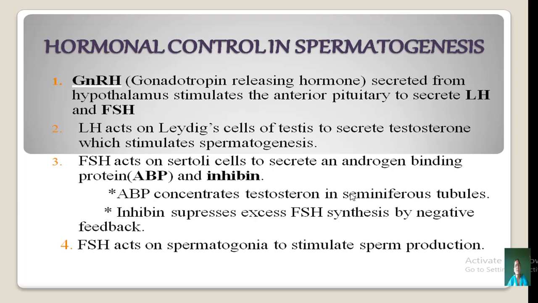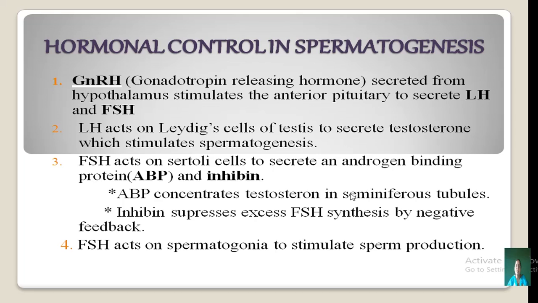Now what is the function of FSH? FSH is another hormone secreted from the anterior pituitary gland, but it acts on the Sertoli cells of the seminiferous tubule. Sertoli cells are special cells that give nutrition to the developing sperms. These Sertoli cells are elongated cells present in the seminiferous tubules. Those cells are stimulated by FSH, which is produced from the anterior pituitary gland.